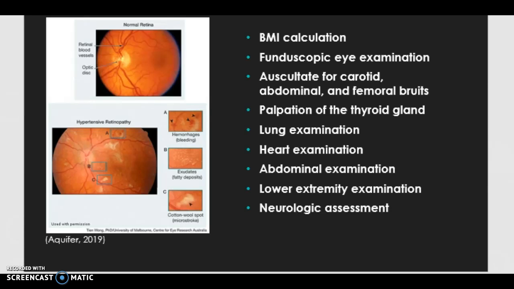The reason that we're looking at the lower extremities is that we're looking for signs of peripheral vascular disease, and these can include diminished pulses and loss of extremity hair. We're also assessing the thyroid because we want to be aware of any nodules or masses that are found and any thyromegaly that could indicate hyperthyroidism.